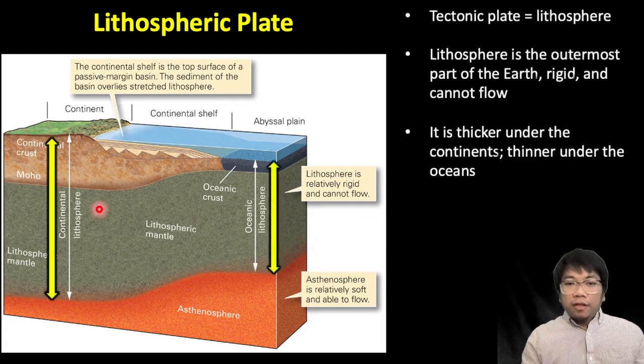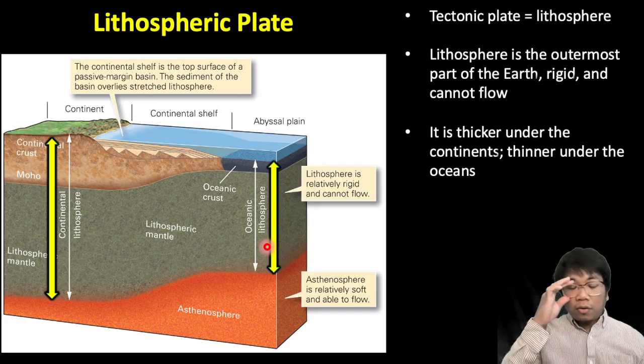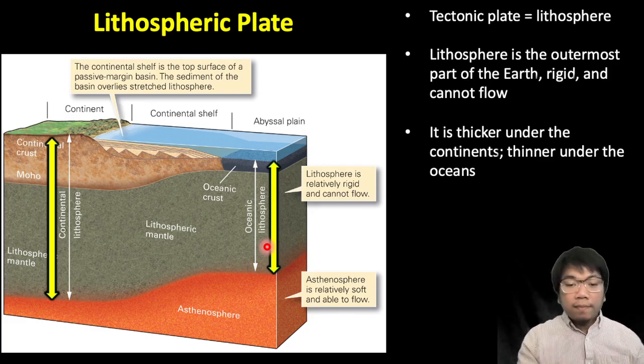There are two types of lithosphere that we know, depending on what type of crust we have on the surface. So for example, if we have a continental crust, then we would call the lithosphere in this section the continental lithosphere or continental plate. If we have the oceanic crust on the surface, like on this side of the figure, then this will be called the oceanic lithosphere or the oceanic plate. Okay, very easy.